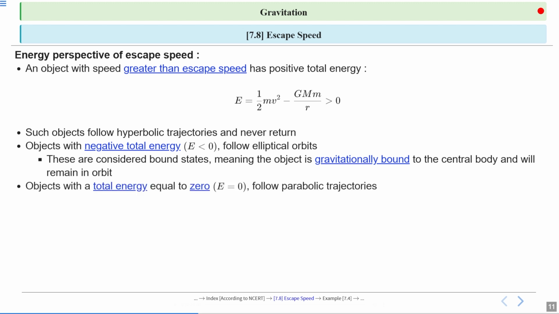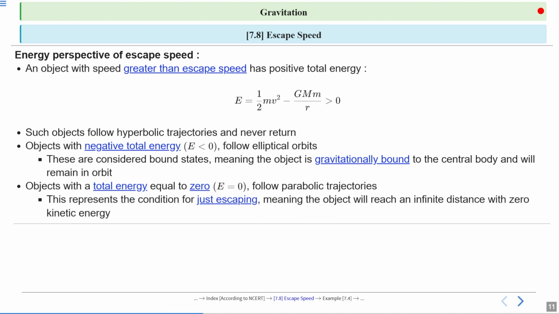So next we have objects with a total energy equal to 0. It means E equals 0. In this case, the objects follow a parabolic trajectory. This is the condition for just escaping the gravitational pull, where the object will reach an infinite distance with zero kinetic energy left. It's like throwing a ball just hard enough that it never comes back, but also does not keep going faster. This represents the condition for just escaping.